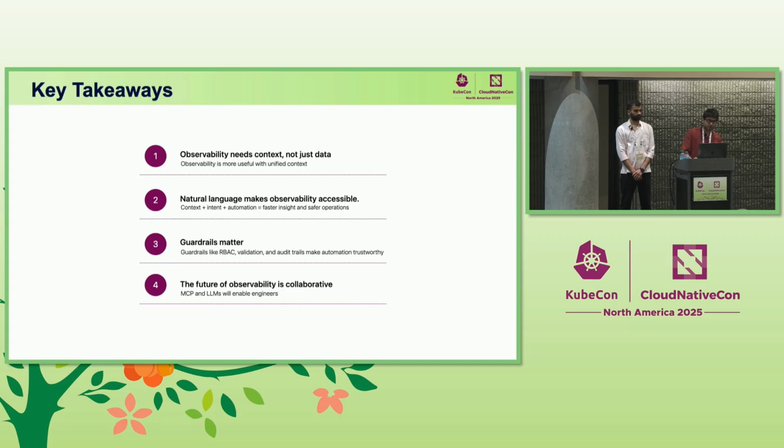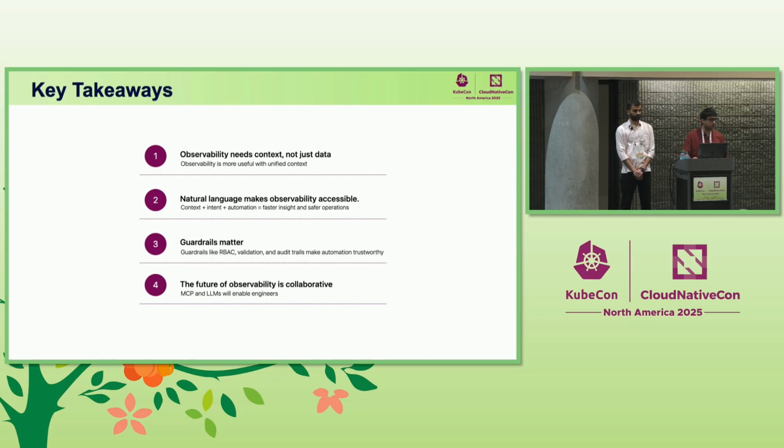So to wrap it up, a few key takeaways from this journey. First, observability isn't just about collecting data, it's also about connecting it. When your data works together, you get context, and that's when real insight happens. Second, natural language changes how we interact with the systems. Whether you're in mission control or an SRE war room, just being able to ask your system what's happening makes observability a lot more accessible for everyone.